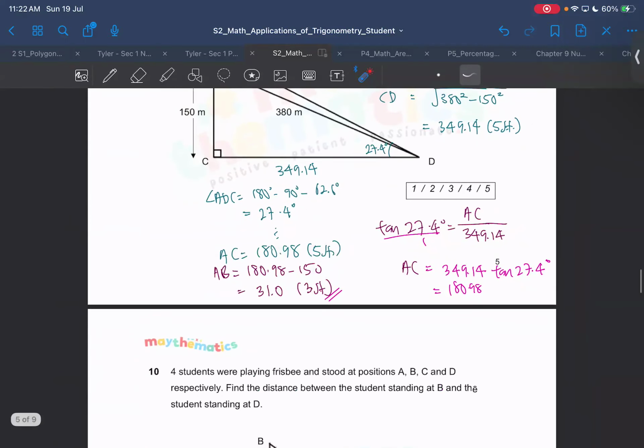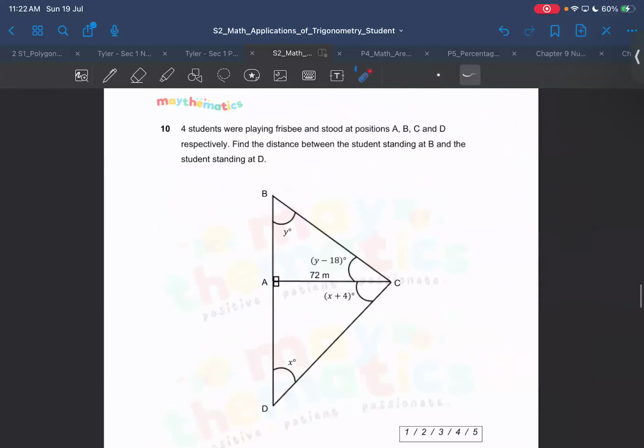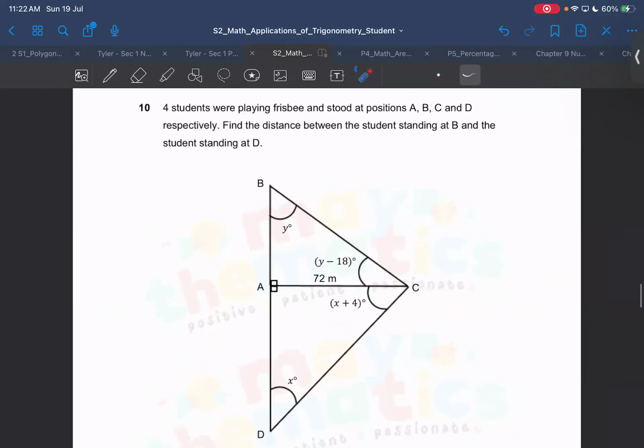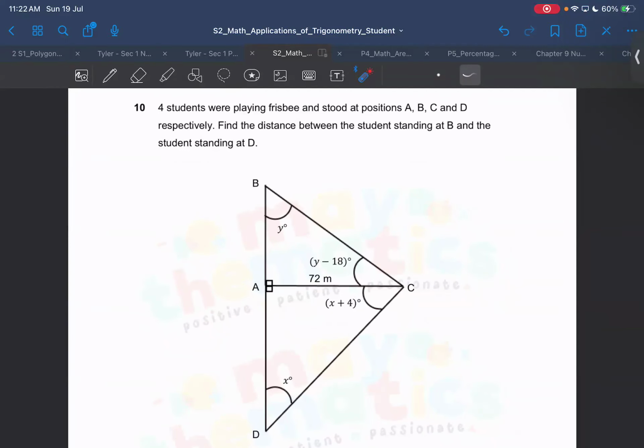Done? Okay, question 10. You can try this one first. For algebra now. It's doable. See four students, and find the distance between the students standing at B and D. So I'm looking for this. You already know this is 90. What else do we know? This is 180, this is also 180. Can I find what is x? Can I find what is y? With my equation.